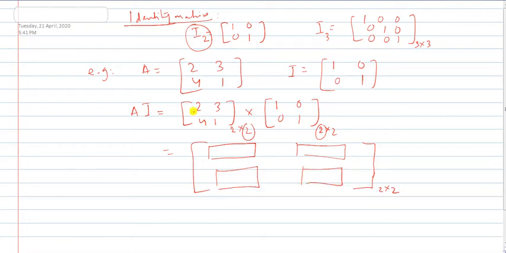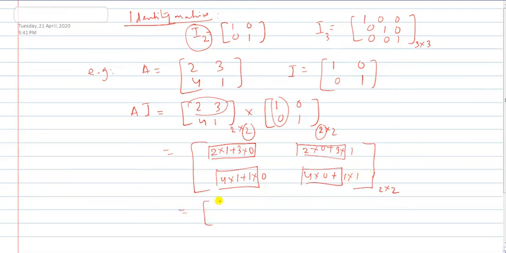Now let us have the corresponding elements. This is the first row and first column, that is 2 into 1 plus 3 into 0. This is the first row and second column. This is the second row and first column. This is the second row and second column.